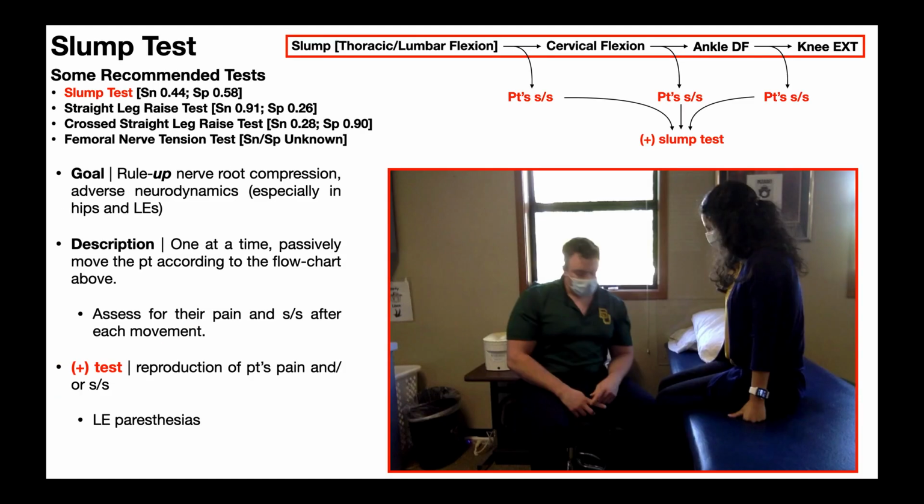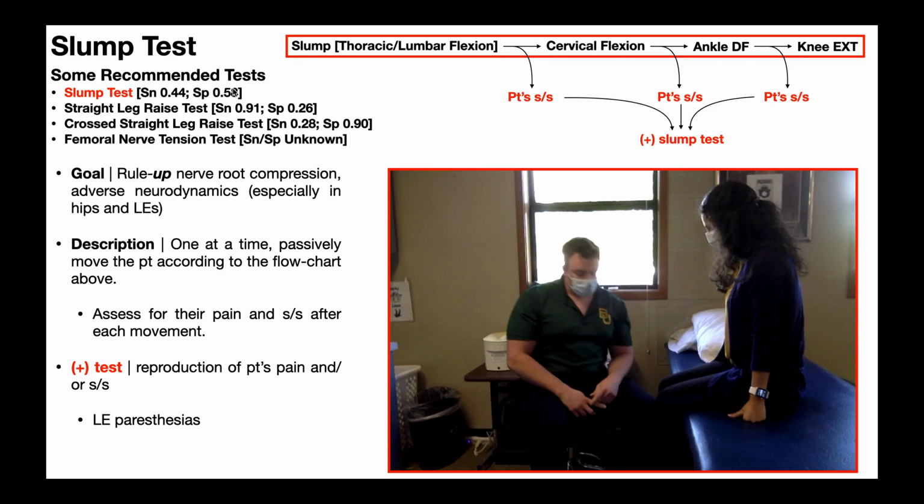We're now going to talk about the slump test. The goal of the slump test is to rule up nerve root compression in the lumbar spine or adverse neurodynamics, especially for nerves in the hips and the lower extremities. Now, I say rule up very loosely because if we look at the psychometrics up here, you'll see that they're pretty poor. Sensitivity is only 0.44 and the specificity is only 0.58. The specificity is technically better, but it's still pretty bad. But even though it's better, that's why I say rule up here.